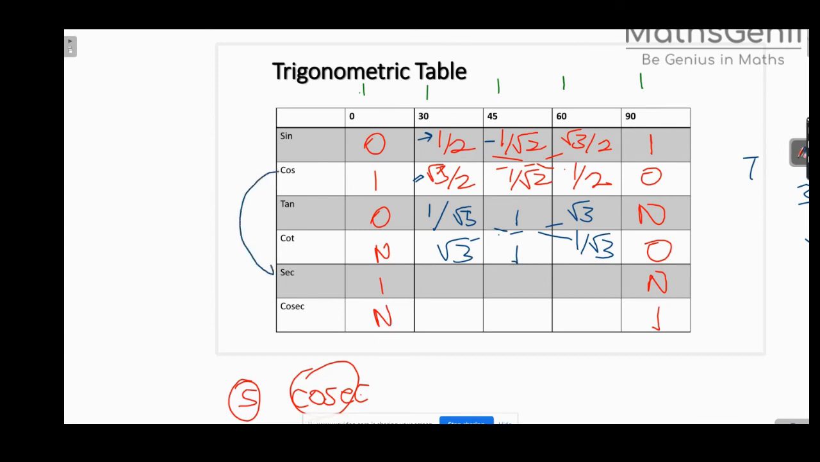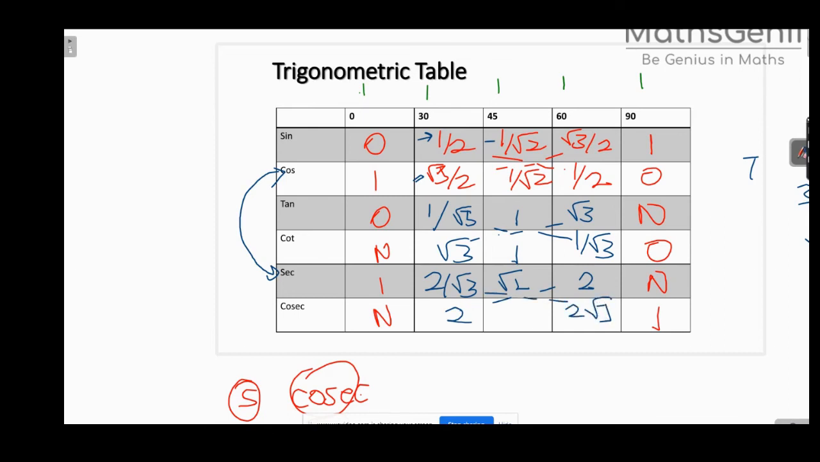Now, cos and sec are reverse. So whatever is there in cos, reverse and write in sec. Root 3 upon 2 becomes 2 upon root 3. 1 upon root 2 becomes root 2 upon 1. 1 upon 2 becomes 2 upon 1. Again cross.